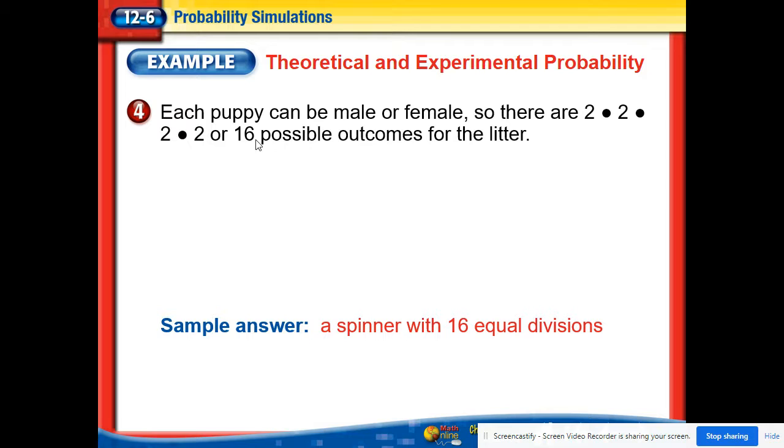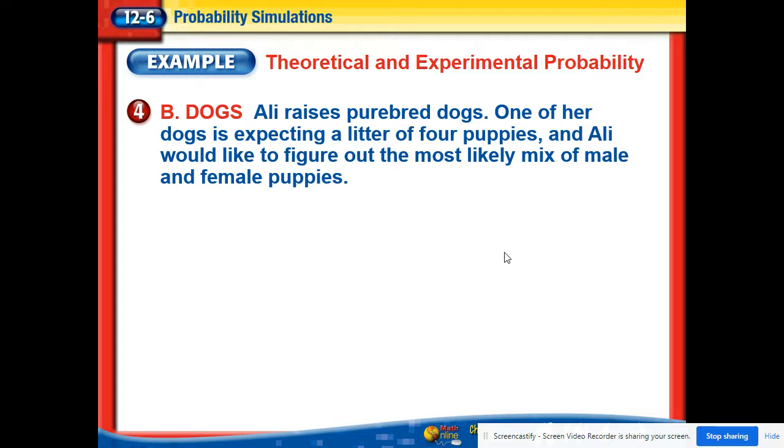There are a total of 16 different possibilities. So another way we could possibly do it is maybe a spinner with 16 different spots. Mark each one for each and then spin it and see what the different possibilities, outcomes are. So there's a lot of different ways that we can do this.